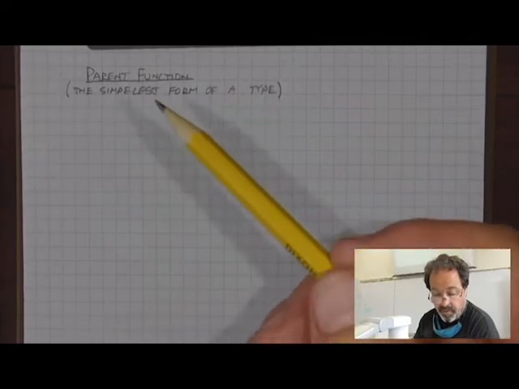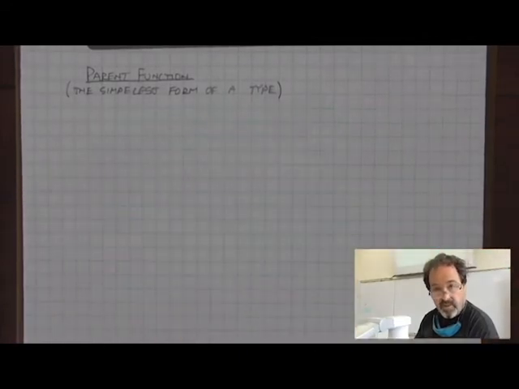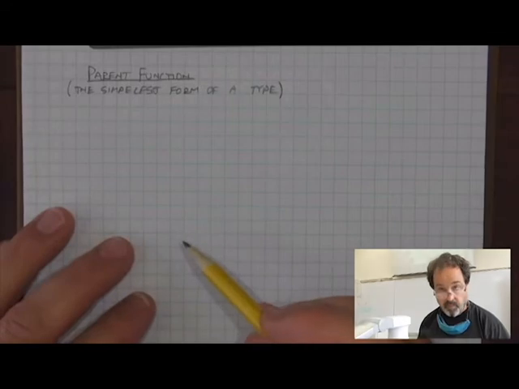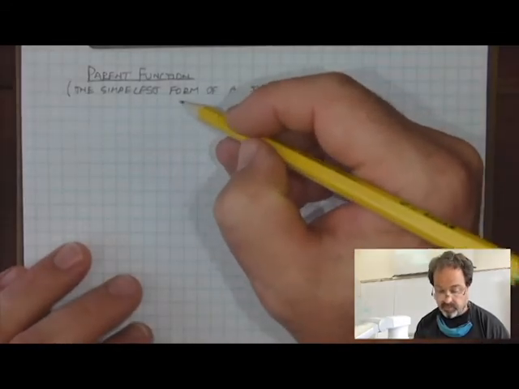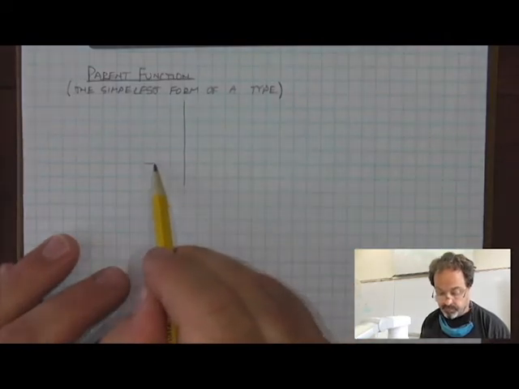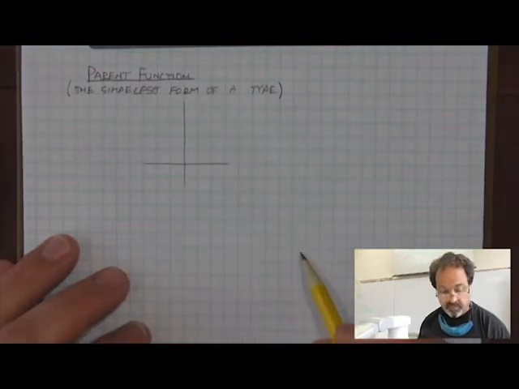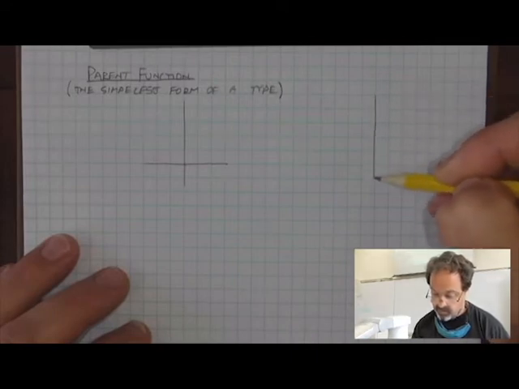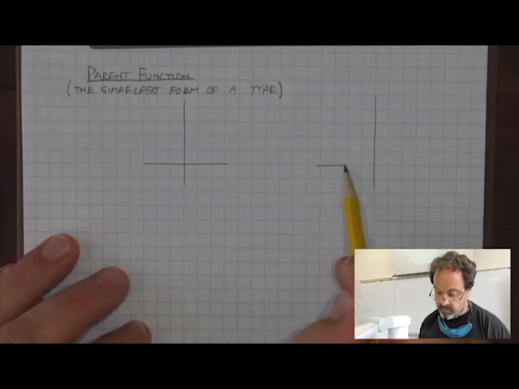So a parent function is the one in each family that is the simplest. Everything else in that family is a modification of that simplest parent function. I'm going to introduce four parent functions, and these are the most common. I'm going to give the equation for each and the name of each and sketch a graph as well.